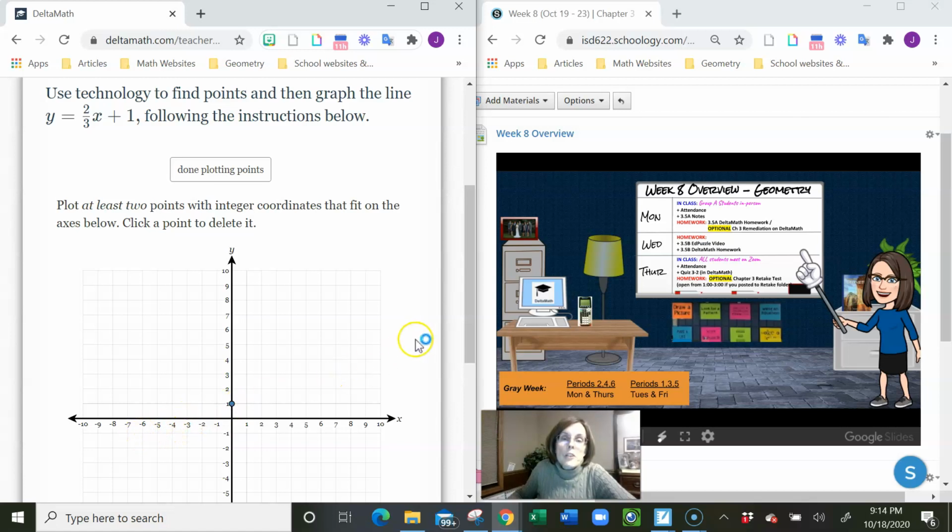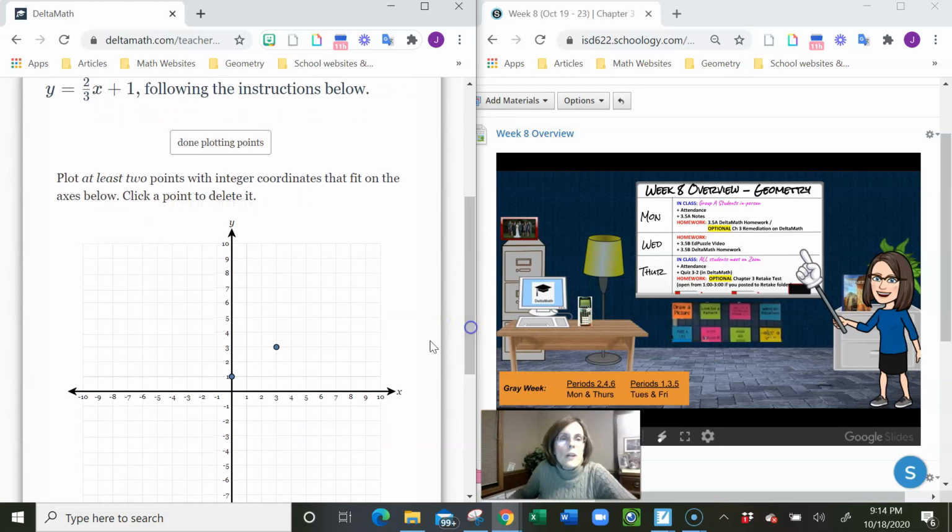Then I can use my slope to find another point or another 2 points. In this equation, what is my slope? My slope is 2/3. And that is telling me to go up a +2. So from this y-intercept, I can go up 1, 2, and then I'm going to go over a +3. 1, 2, 3, and I can plot a point. I also could go down 2 and to the left 3. So down 1, 2, to the left 1, 2, 3.